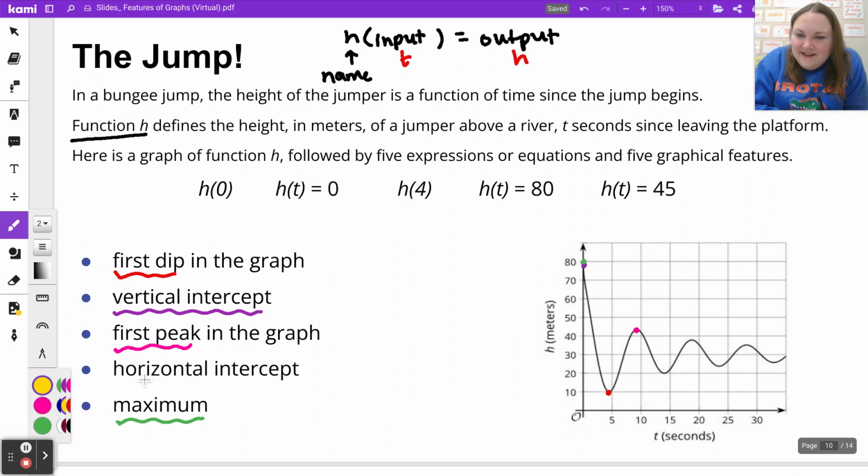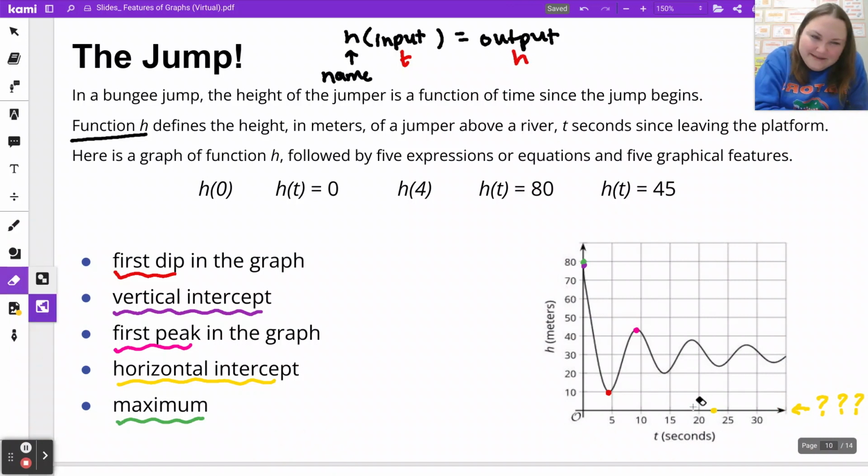And then finally, we've got our horizontal intercept. Horizontal intercept would be a point on this line. As I'm looking though, I'm not seeing any horizontal intercepts. If I had a point right here, that would be our horizontal intercept, but there isn't really a point down there. So I might save that one for last as I'm matching them up.